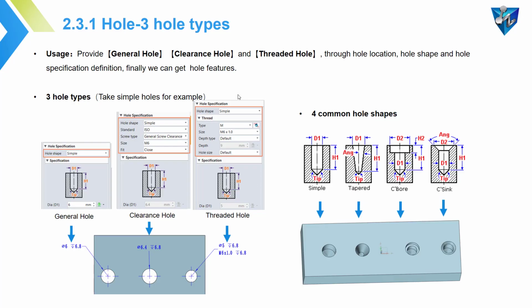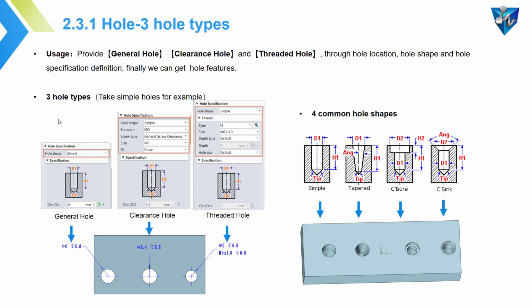Okay, the next feature I would like to show you is hole. So first, let's see the hole types in ZW3D. We provide three hole types: general hole, clearance hole, and threaded hole. And through the hole location, hole shape, and the hole specification definition, finally we can get the hole features. Now first, let's see the three hole types.